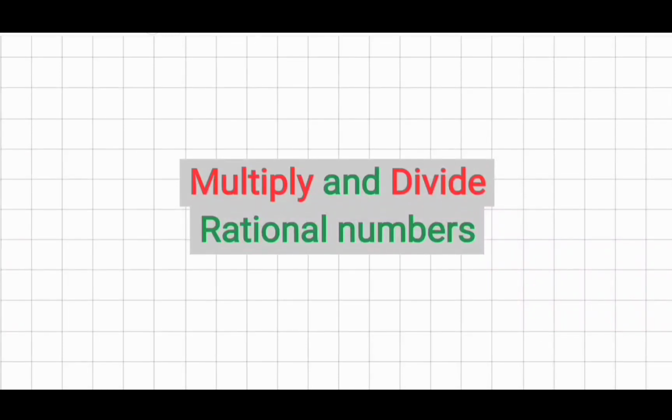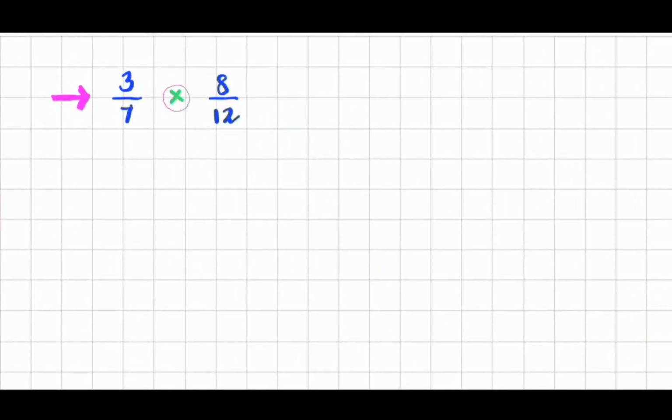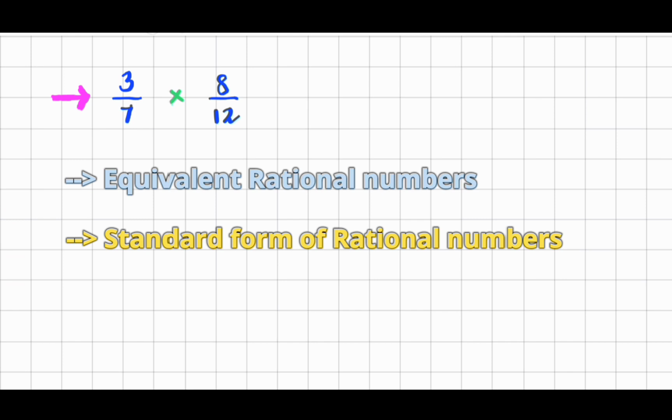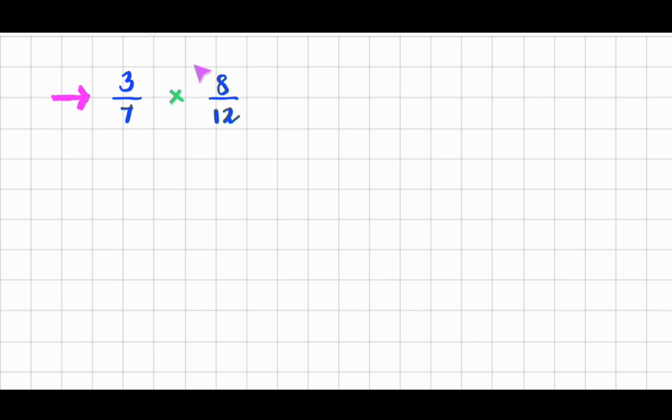Hi, let's learn about multiplying and dividing rational numbers. When multiplying two rational numbers together, firstly check that the rational numbers are in standard form. If you need a refresher, see the videos, namely equivalent rational numbers and standard form of rational numbers, on simplifying rational numbers.